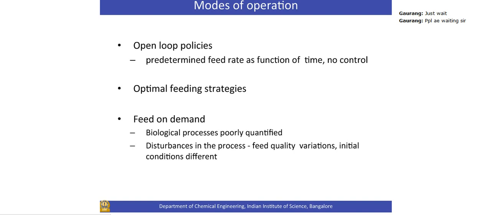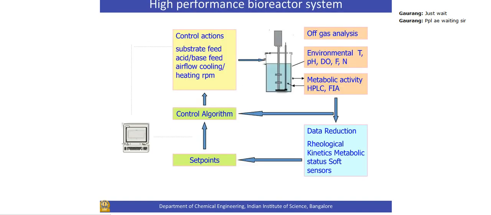The reason being, as I mentioned, a lot of disturbances occur, and so we need control. In other words, while designing these strategies, we may think that cells will perform in a certain way, but in reality something else may be happening, and therefore we need to feed on demand. This typically results in fermentation systems being highly computer controlled, and the scheme is nothing different from a traditional feedback control system.